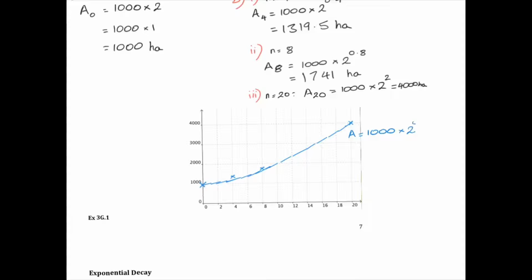A = 1,000 times 2 to the 0.1n. Now I probably should label my axes, so this down here is n and this is A. And now we can use that to predict other values. For instance, after 14 weeks, we could guess how much area is affected. So let's say 2,700 or so. That could be a way to use that function.